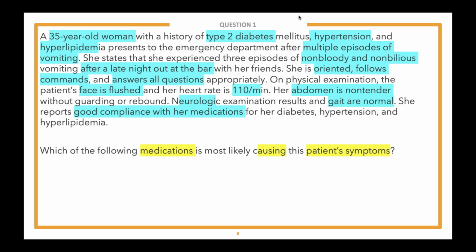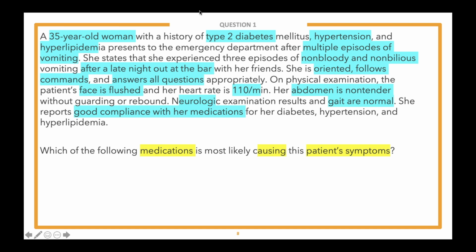And then they give us some physical exam findings. You know, she's able to follow commands. She answers all questions. Her belly is non-tender. Her neuro exam is normal. All additional clues that can help us cross off or narrow in on a diagnosis. We also know that she's having some skin issues, and they give us that she's taking good compliance with her medications. So then they ask us lastly, which medication is likely causing this patient's symptoms?